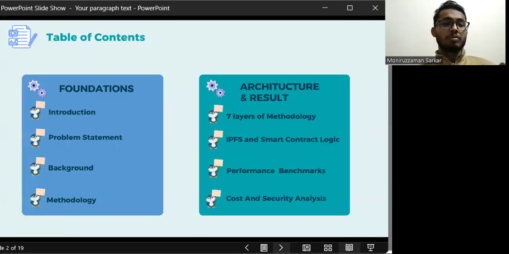This is the table of contents that I will try to cover in my presentation today. I divided my overall presentation into two phases. In the first phase, I will describe the introduction, problem statement, background, and methodology. And in the second phase, I will describe the seven layers of methodology, IPFS and smart contract logic, performance benchmark, and cost and security analysis.